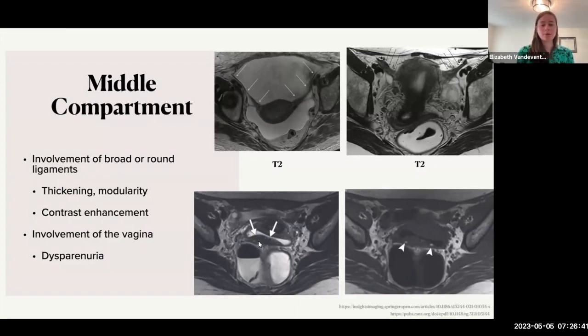Another thing you can look for is involvement of the vagina. So again, this is a patient with vaginal gel, which is why the vagina appears a little bit distended and has this T2 hyperintense material within it. And along the posterior wall, we can see that there is this T2 hypointense lesion with all these internal T2 hyperintense cystic lesions, which end up being T1 hyperintense. So we know that this is an endometrial deposit in the vagina. The common symptom associated with this would be dyspareunia, or pain with sex.